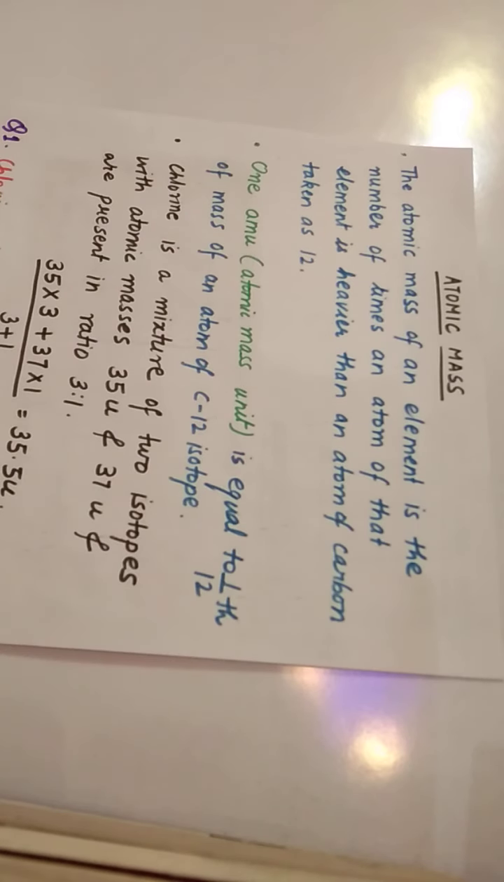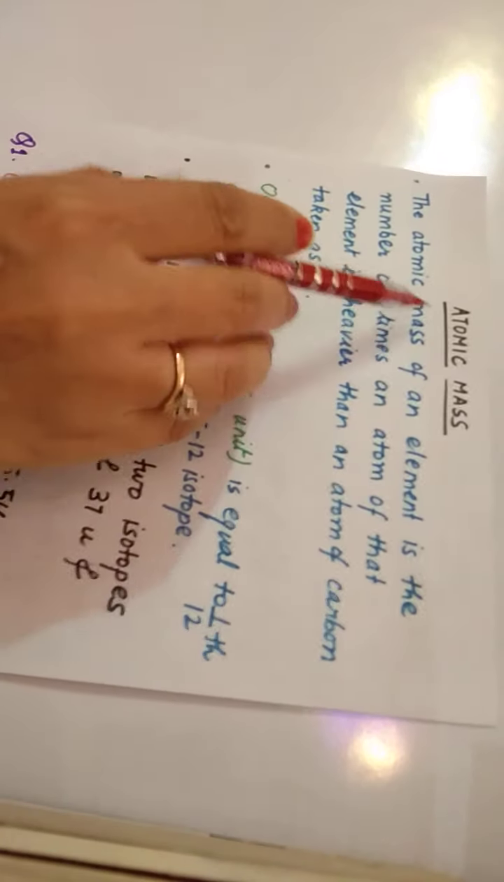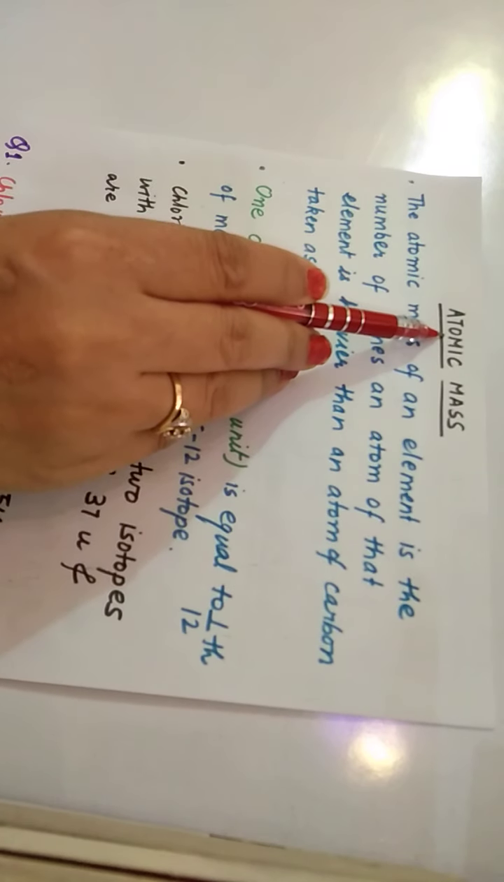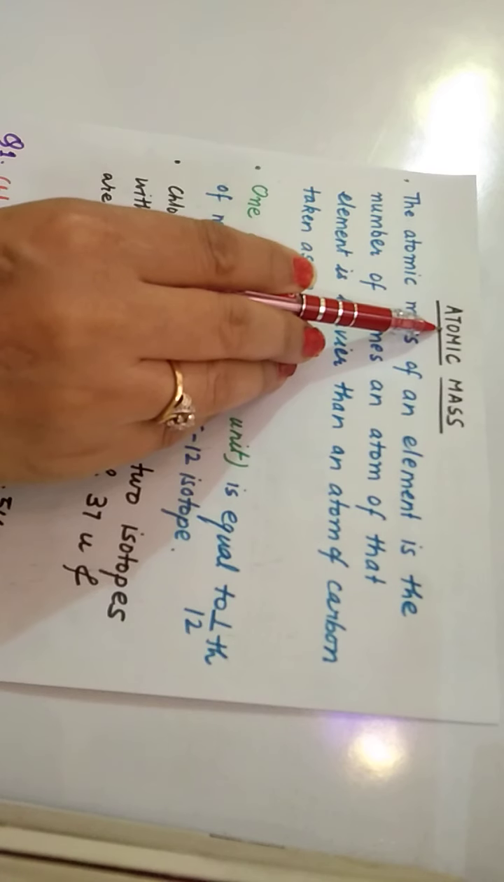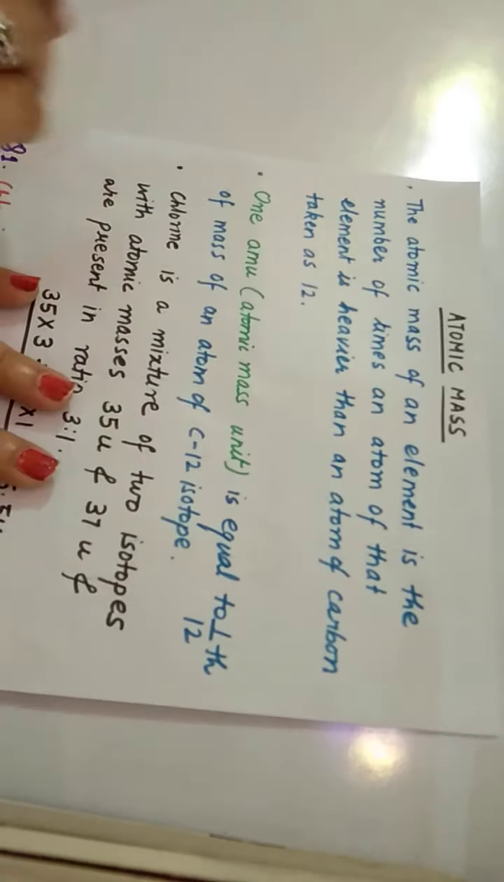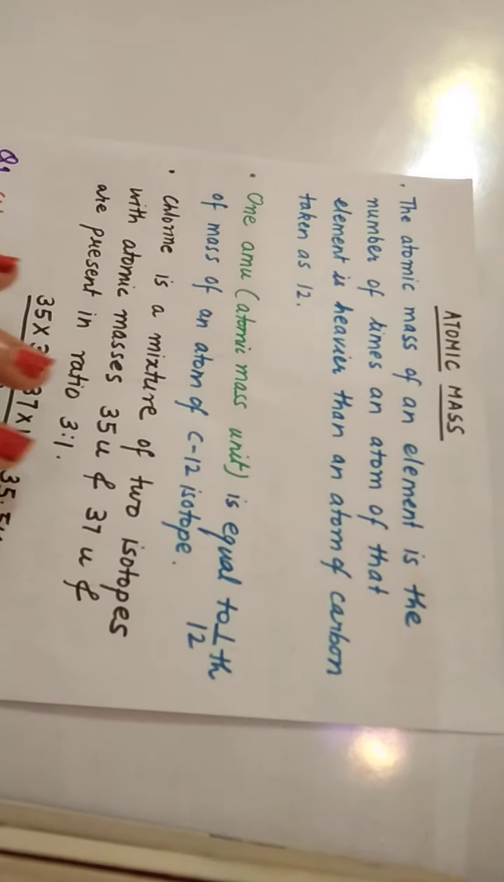So atomic mass, as the name indicates, is the mass of an atom of an element. Every element is made up of atoms. So the mass of an atom of an element gives you the atomic mass. This is the general definition which comes to our mind, that is, the mass of an atom of an element is the atomic mass. So we have one fixed definition for it.